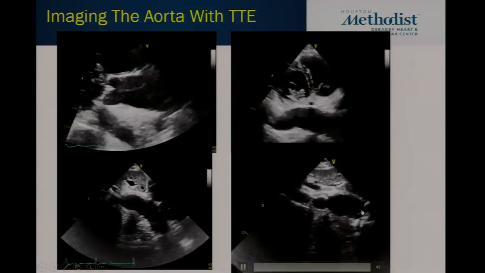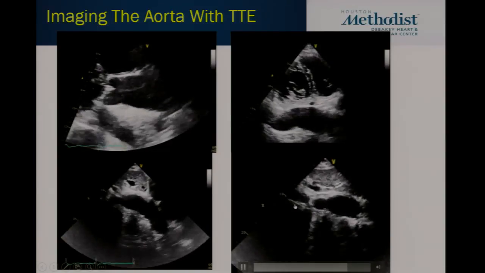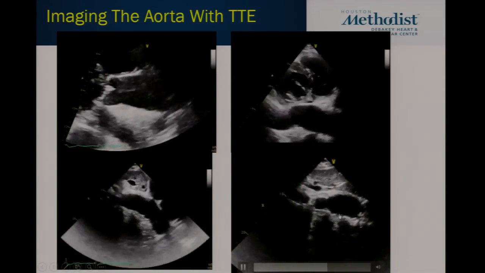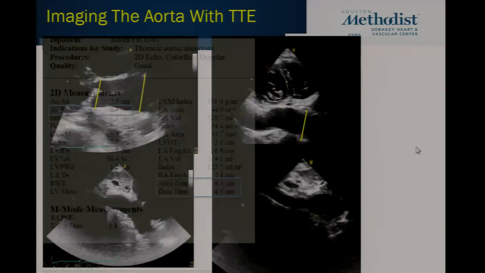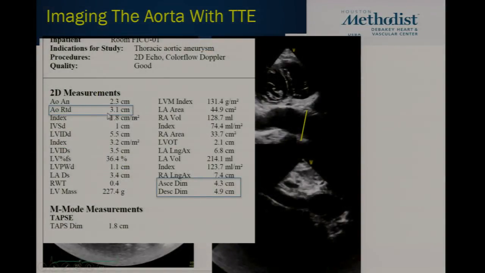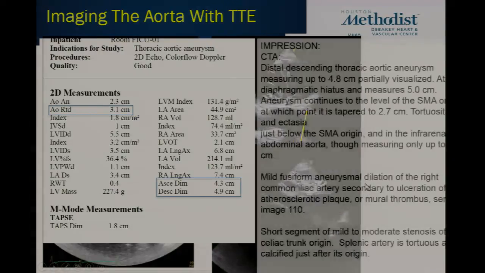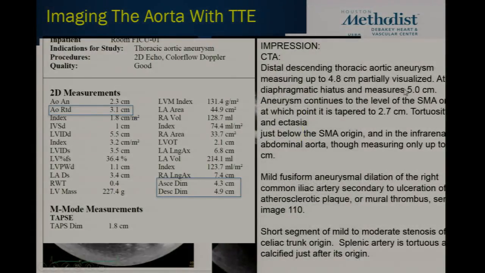This is thoracic aorta becoming abdominal. So this is the tail end of that big aneurysm. And in fact, we got these measurements done by 2D, so that we had 3.1 for the root, 4.3 for the ascending, 4.9 for descending, and it was between 4.8 and 5 by CT in the descending.